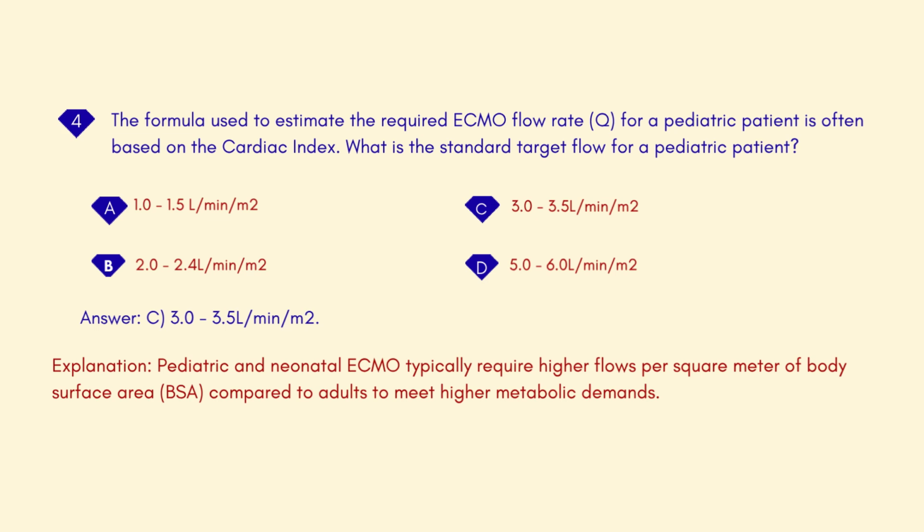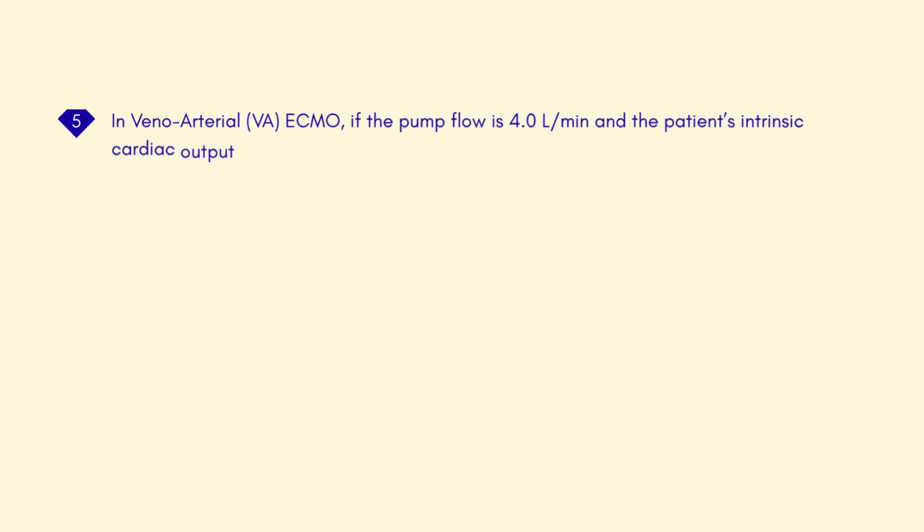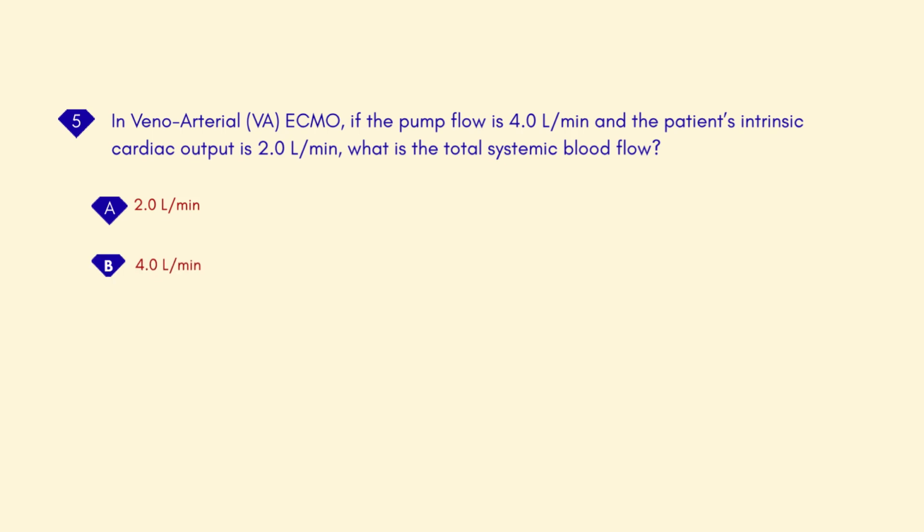In veno-arterial, VA, ECMO: If the pump flow is 4.0 liters per minute and the patient's intrinsic cardiac output is 2.0 liters per minute, what is the total systemic blood flow? A. 2.0 liters per minute. B. 4.0 liters per minute. C. 6.0 liters per minute. D. 8.0 liters per minute. Answer: C. 6.0 liters per minute.